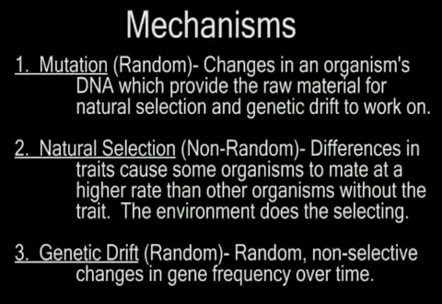Random mutations provide the raw information necessary for the other mechanisms to work upon. Natural selection is by definition a non-random process whereby the environment favors one trait, leading to its accumulation in the population. It is precisely for this reason that evolution is not a blind random process because, after all, one of its main mechanisms is by definition non-random. Lastly, genetic drift is the random change in gene frequency which, in small populations, tends to accelerate evolution.